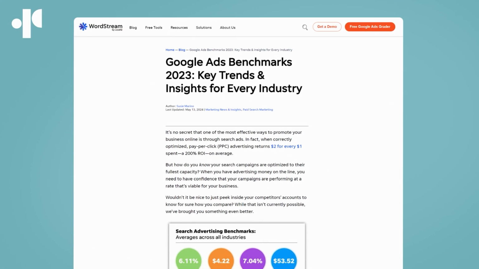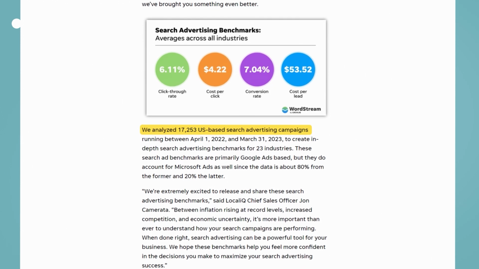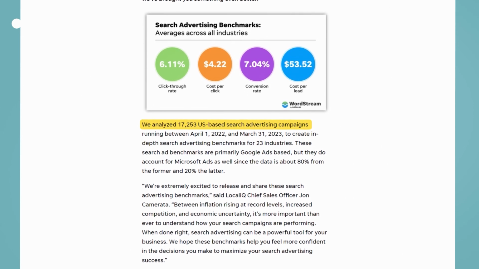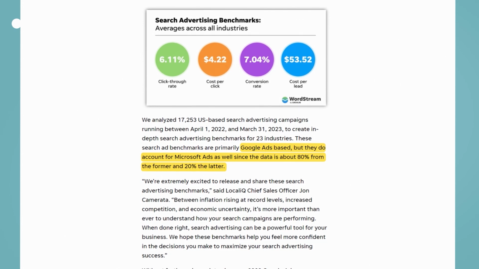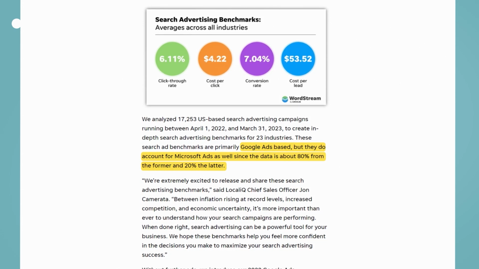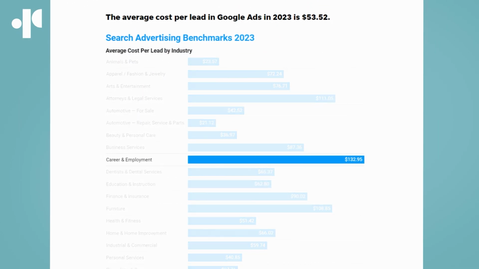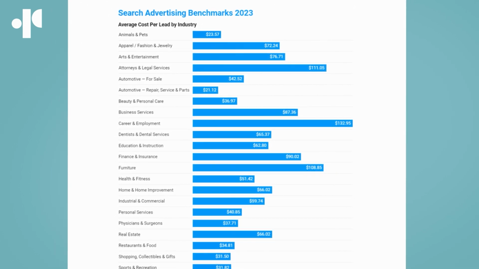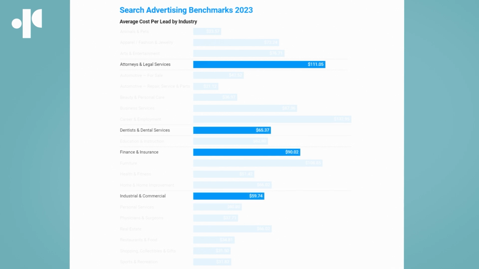Next up, Google Ads cost per lead. In 2023, WordStream published a report detailing its analysis of 17,253 US-based search advertising campaigns for the year prior. It analyzed Google Ads 80% and Microsoft Advertising 20%, and while the benchmarks were mostly for B2C, some applied to B2B. The career and employment industry had the highest CPL, $132.95. Industries with lower CPLs were legal, $111.05, insurance with $90.02, industrial and commercial with $59.74, and dental with $65.37.